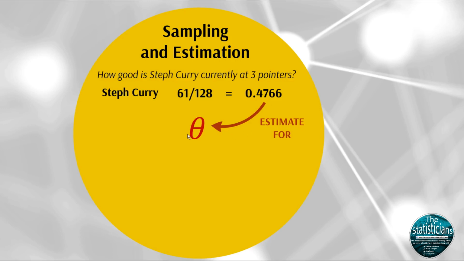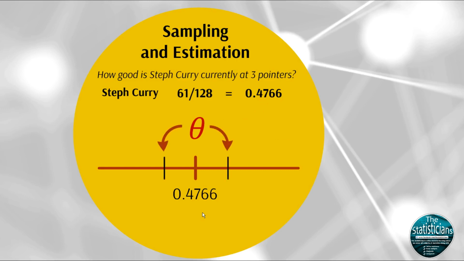But either way, what statistics does is it creates this unknowable, almost godlike value of theta, which we can then try to estimate by taking a sample. So given our sample, where Steph Curry has currently got 0.4766, maybe the best estimate for theta might be 0.4766. As in, if you were trying to guess what you think Steph Curry's long run 3-point percentage would be, 0.4766 is probably your best bet.